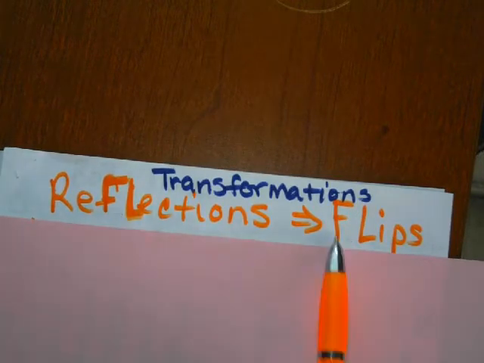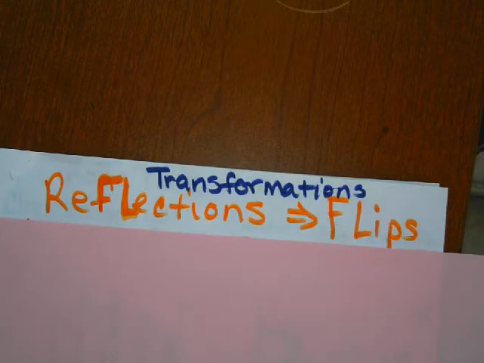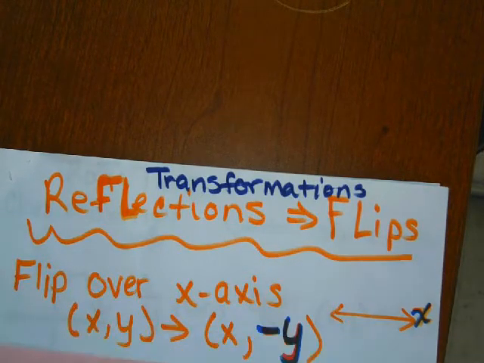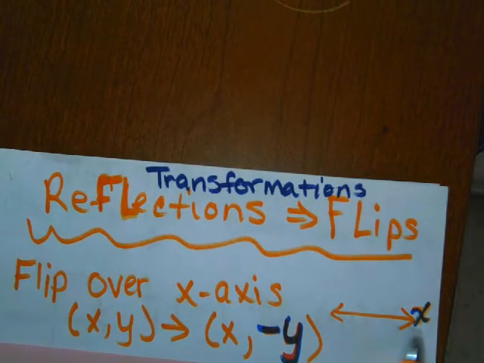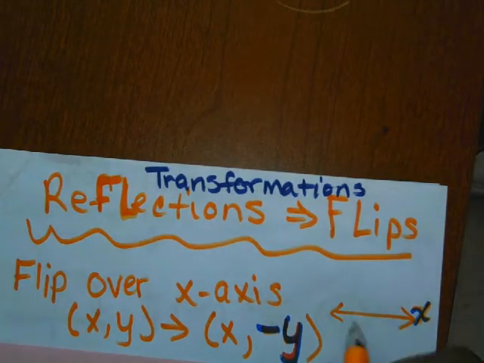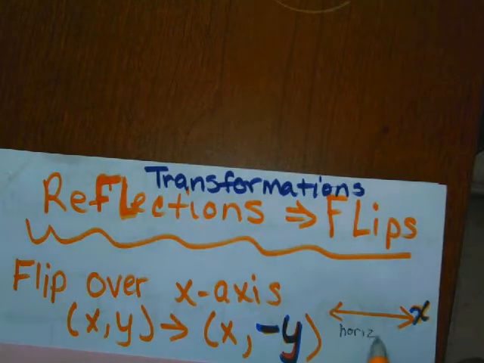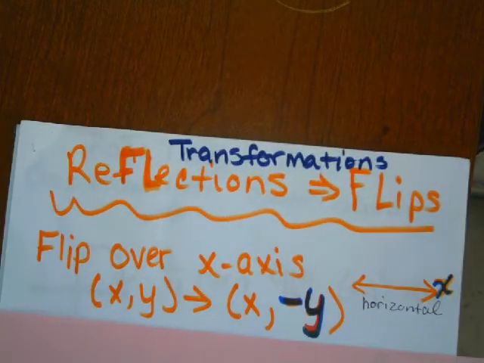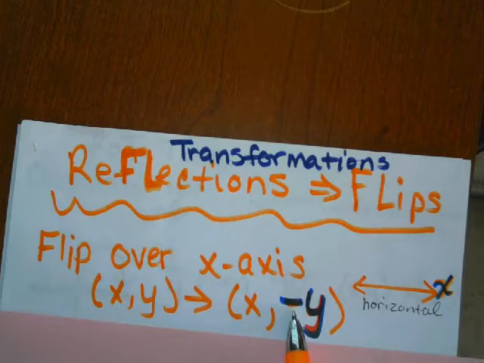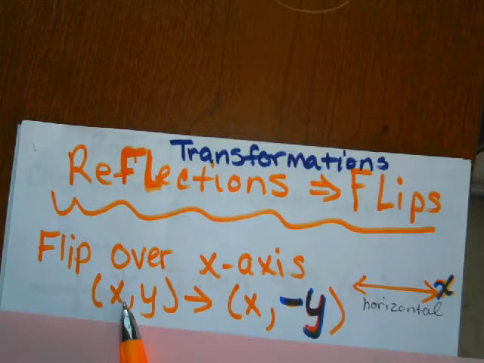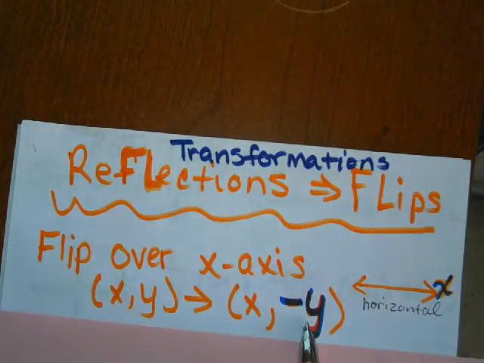FL in reflection, FL in flip, to help you remember. Okay? If we flip a figure over the x-axis, that's the horizontal line, then we take the opposite of the y value of the coordinate. That's how it changes. This is the original. This would be the coordinates after we flip it across the x-axis.